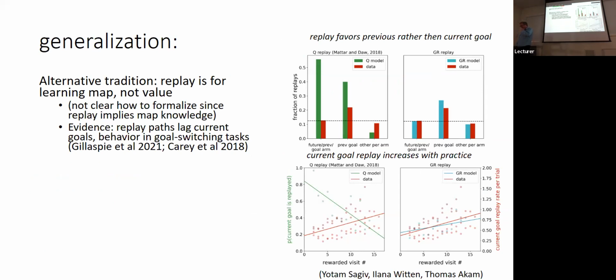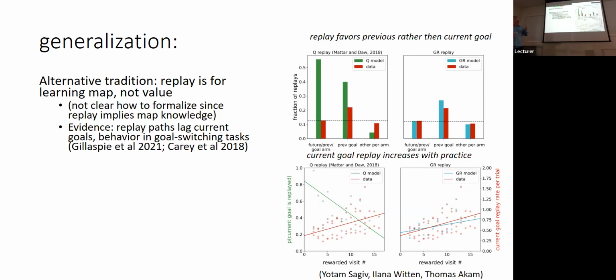There's an alternative tradition basically in the hippocampal place cell world. So I've suggested that replay is for, in a sense, pushing value around the map. The whole idea I started this talk with, right? And there's another view that says, no, it's really for learning the map itself, right? And that's sort of cheap talk because it's not really clear what that means, right?